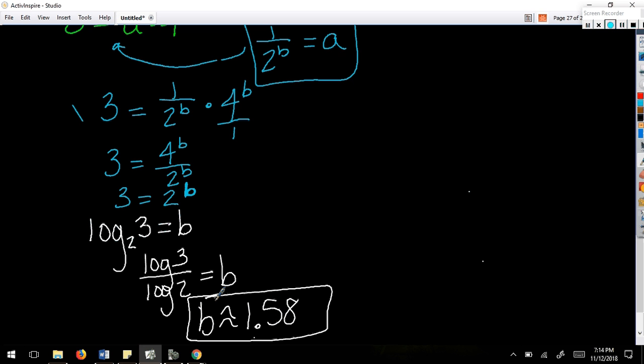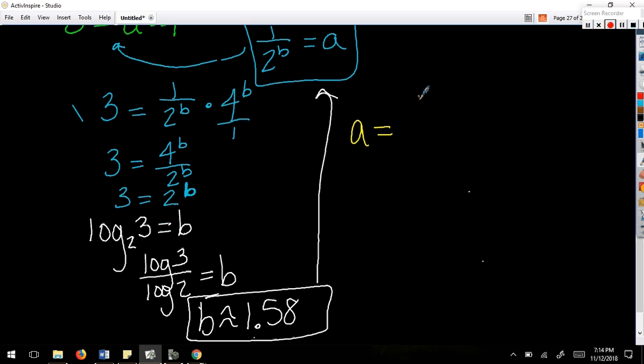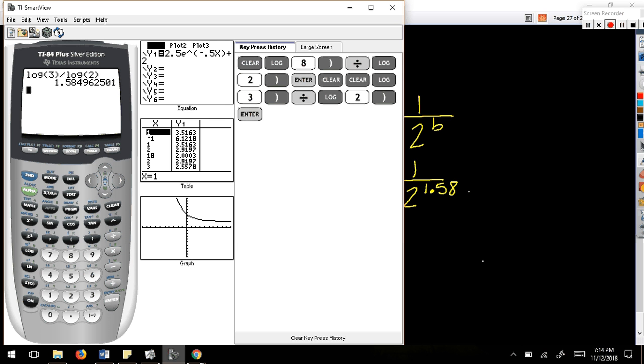And I do that because, remember this little equation we had for a here? I need to plug back in that formula. I know that a is equal to 1 over 2 to the b power. And now that I know b, I can plug in 1.58 approximately. So if I take my calculator out again, and I do 1 divided by 2 to the 1.58.